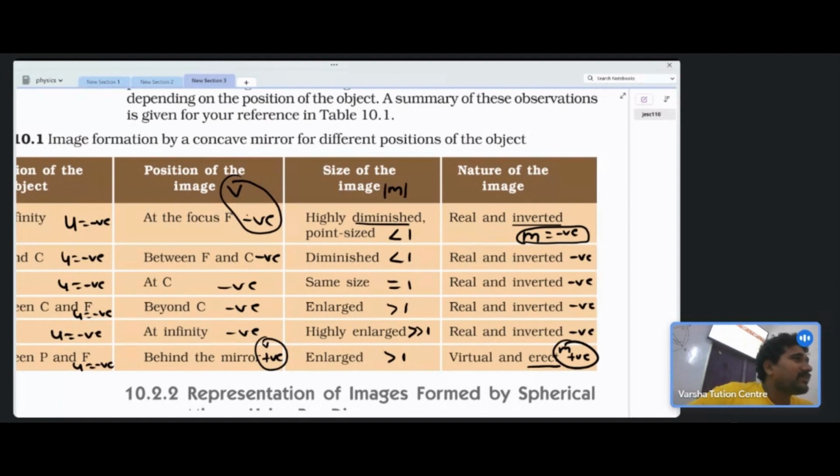Is that clear, that point? If m is positive, erect image. Understand, m is positive, it is going to be an erect image. Where is the image going to form? On the right side, which is nothing but virtual. Clear that thing now? We can write one point, right? What is the point we can write?